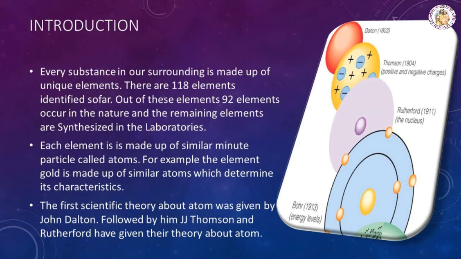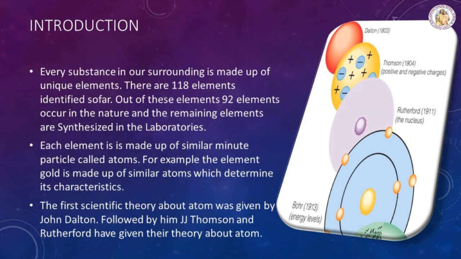Each element is made up of similar minute particles called atoms. For example, the element gold is made up of gold atoms, which determine its characteristics. We have learnt about atoms in the earlier classes, isn't it? The word atom is derived from the Greek word atomos. Tomos means smallest divisible particle and atomos means smallest indivisible particle. Ancient Greek philosophers like Democritus have spoken about atoms.